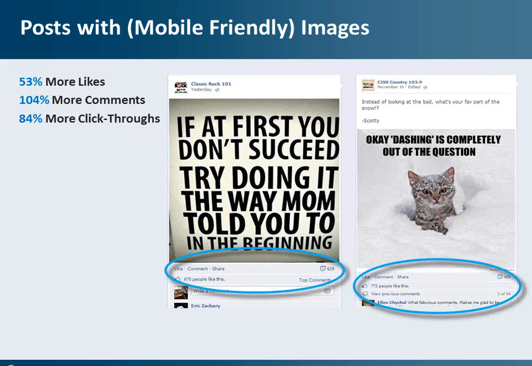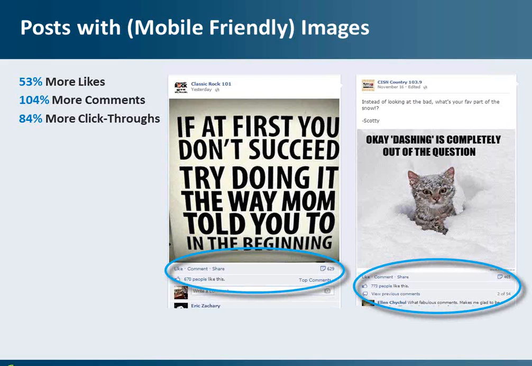Posts with images. Statistics show that posts with visuals generate 53% more likes, 104% more comments, and 84% more click-throughs than text-based posts. And there are two ways that you can post visuals. The example you see on the left by Classic Rock 101 is a post where the main focus is the image itself. You can see people shared and liked this post over 600 times.